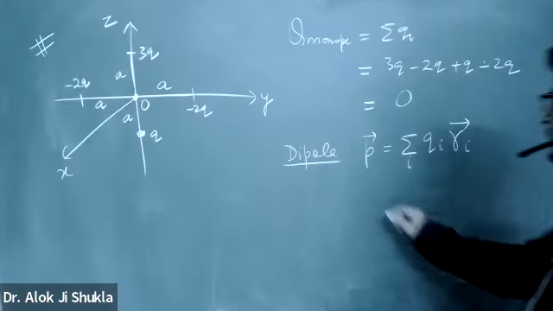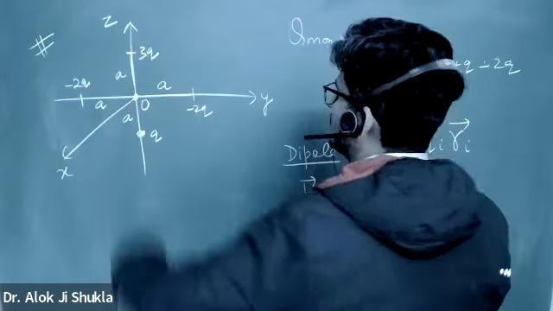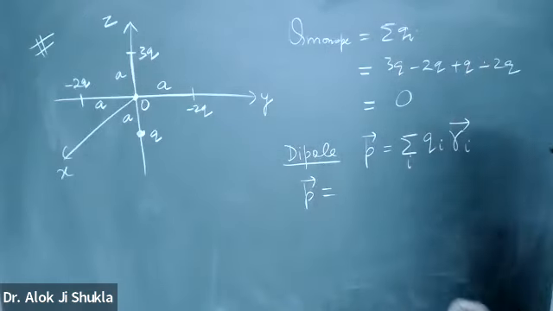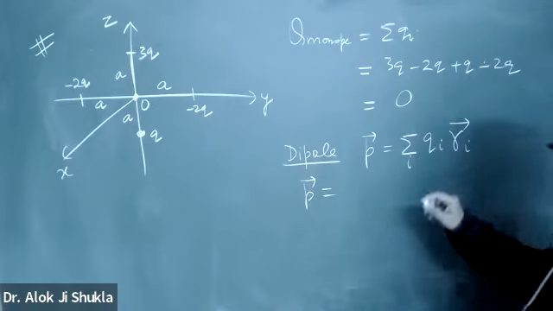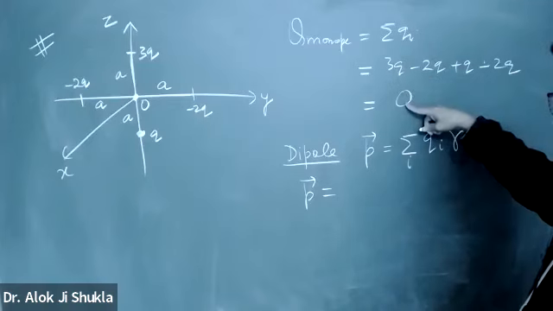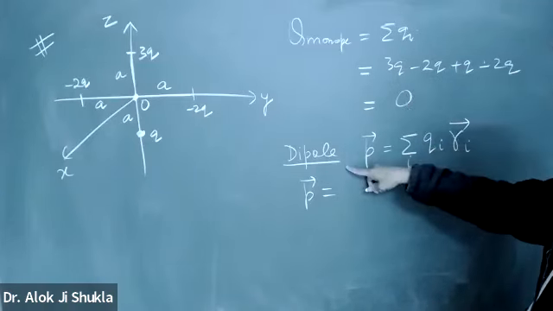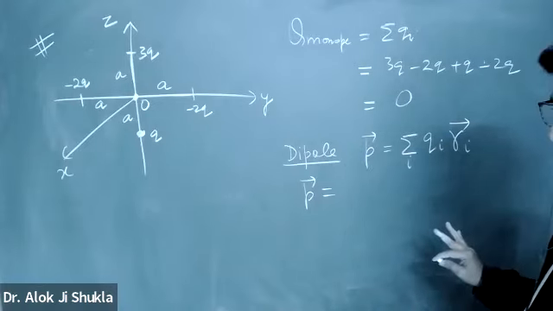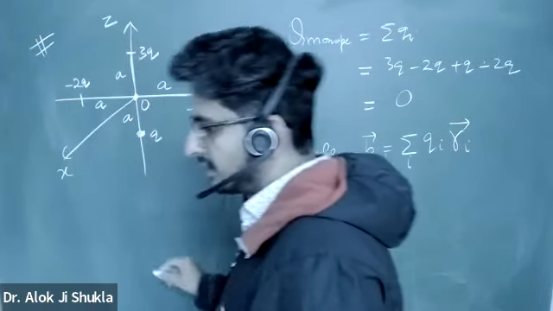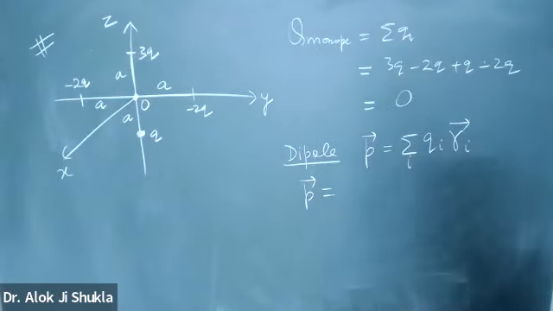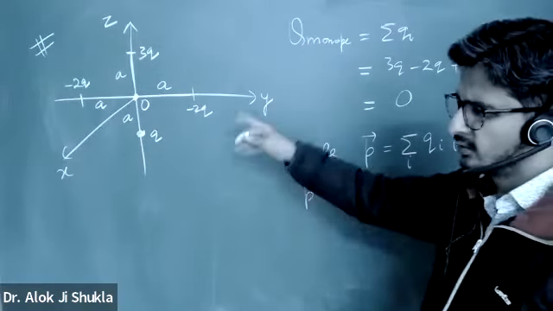तो एक एक करके लिखो. P is equal to, first of all, do this. 3QA K cap. And one thing I want to tell, that if monopole is zero, then dipole can be calculated using any point as an origin. Will you write this? If monopole is zero, then dipole can be calculated by taking any point as an origin. It will not be depending on the origin. But I am taking origin as O only.